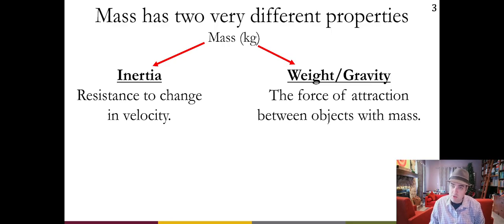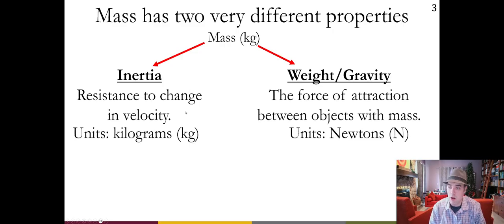Now the units of these are also a little bit different. The units of inertia are in kilograms, which is the same unit as mass. And the units of weight or gravity is in newtons, which is the same unit that we use for all forces.